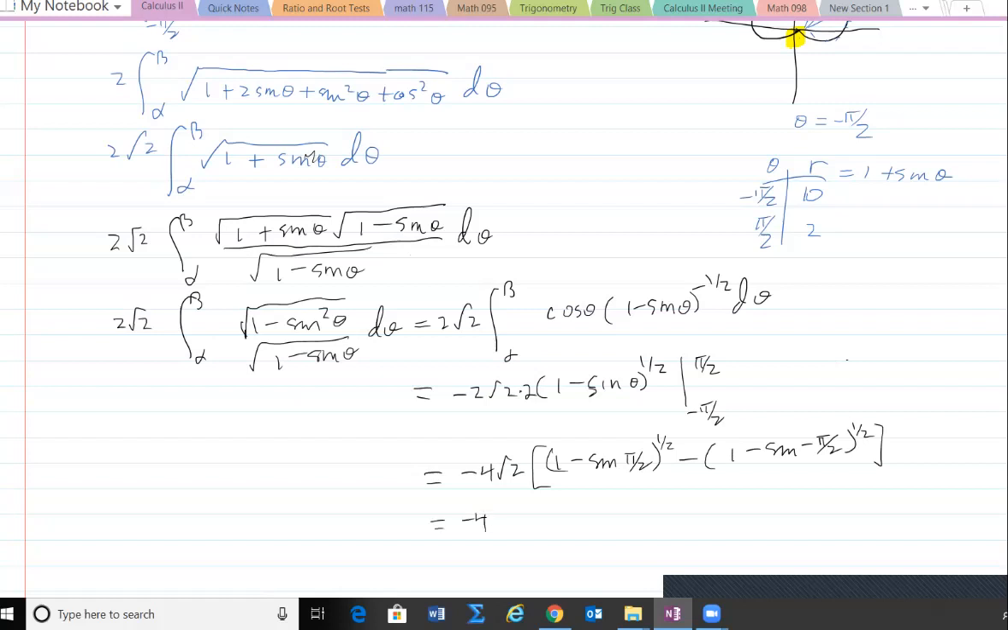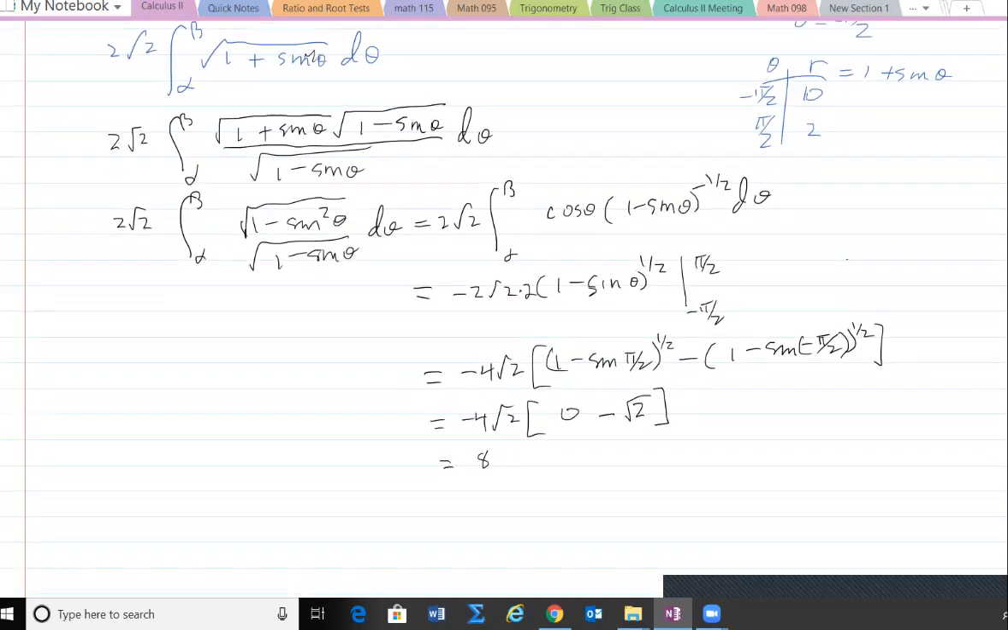So let's see. This is 0, and this is the sine of negative pi over 2. This is negative 1. Negative 1 makes a 2, so that's minus 2 to the half, so minus root 2. And that ends up giving us, what is it, an 8. 4 times 2 is 8. Okay, so that one worked out okay.